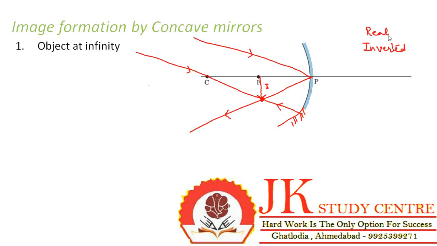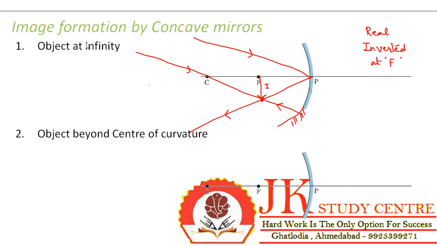So we got a real image, an inverted image, and what is the location of the image? It is formed at the focal length. So that means when the object is at infinity in front of a concave mirror, a real and inverted image will be formed at the principal focus of the concave mirror. Right? Okay.